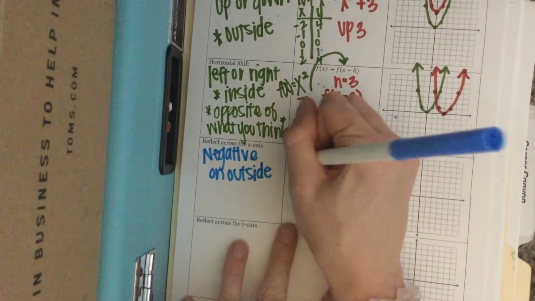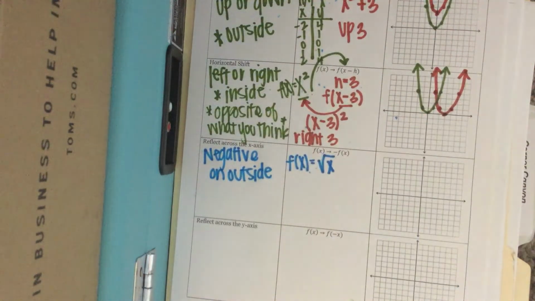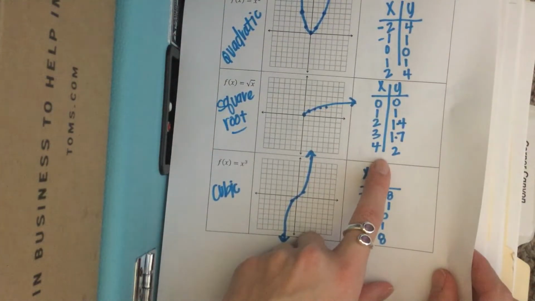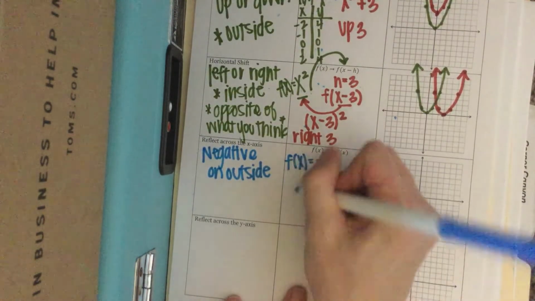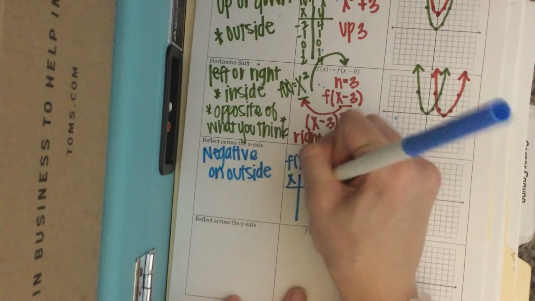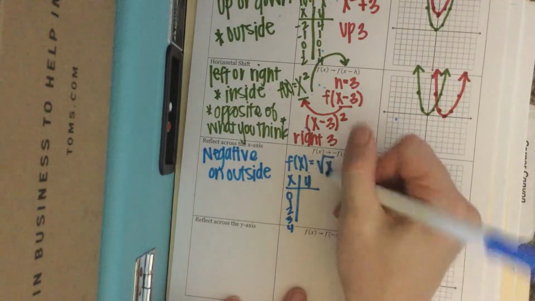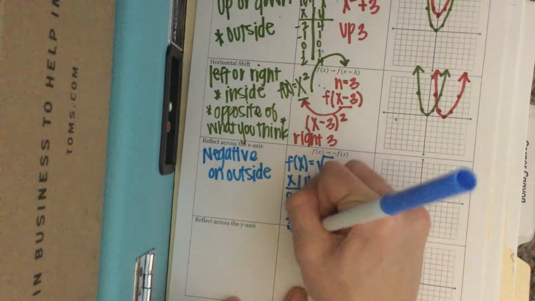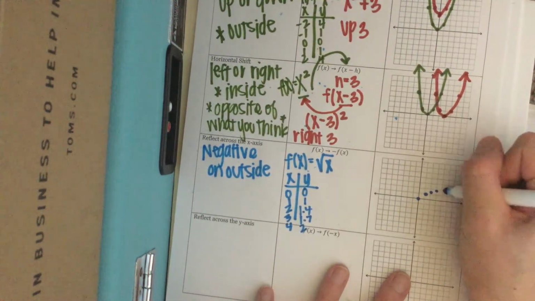So let's use the square root function now. Let's say f of x equals the square root of x. And we can look back at this right here. This is what we're using. So we're using these values: 0, 0, 1, 1, 2, 1.4, 3, 1.7, 4, 2. And we can just write those. So x is 0, 1, 2, 3, 4, and y is 0, 1, 1.4, 1.7, 2.